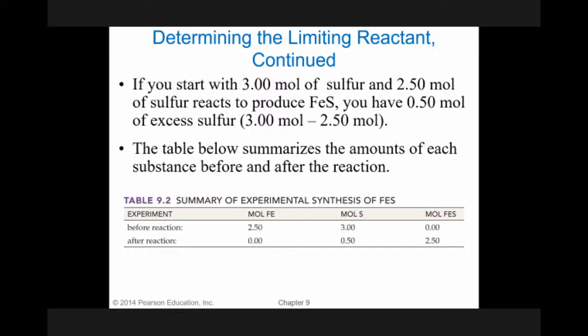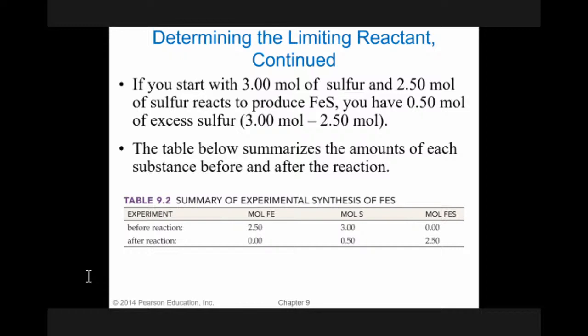So the table below summarizes the amounts of each substance before and after the reaction. Before the reaction, how many moles of iron do you have? 2.50 mole. How many did you have for sulfur? 3.00. How many of the FeS did you get? You got no FeS because you haven't made it yet. So it's 0.